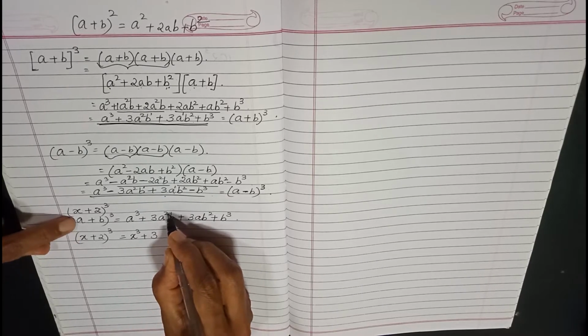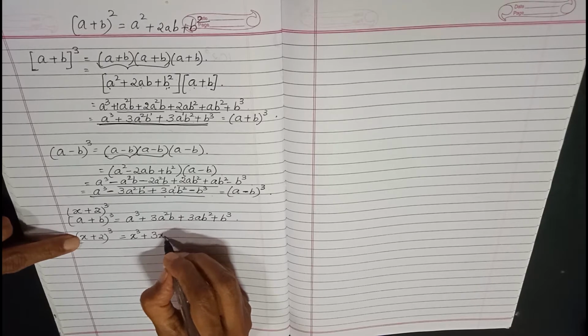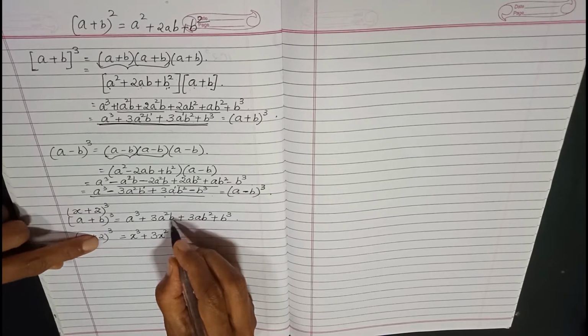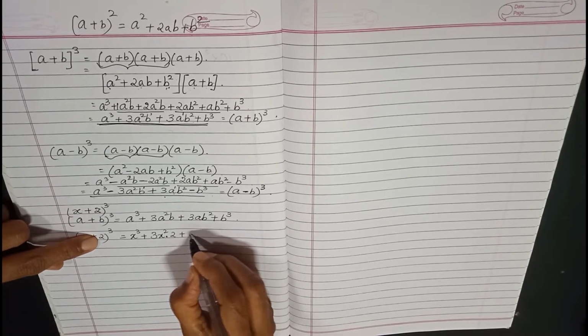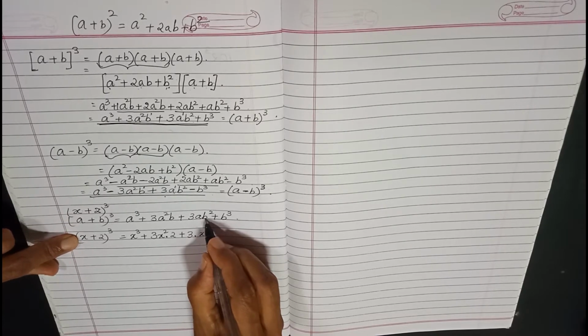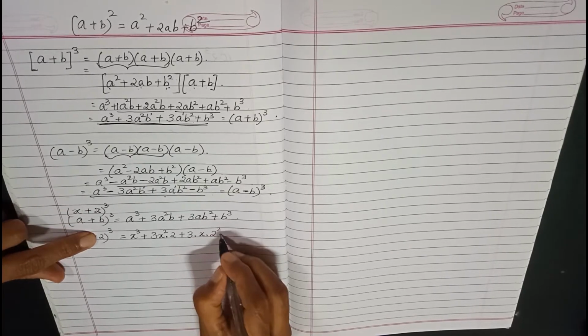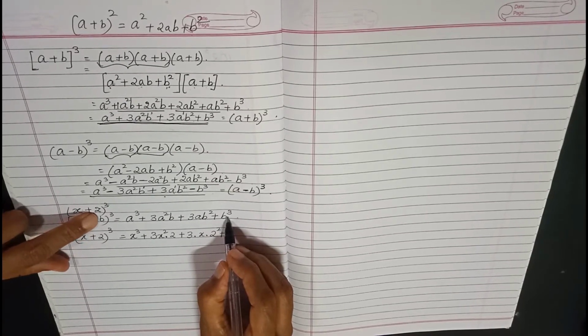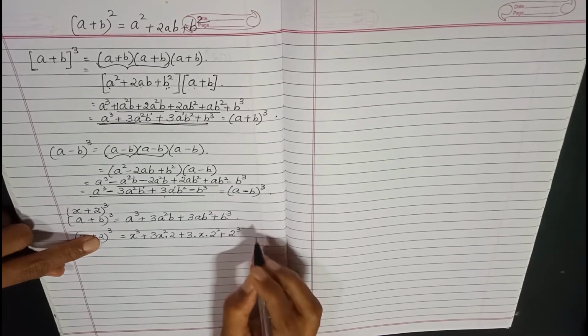Now what is there? A square. So instead of a square, x square into b. Instead of b, we will be putting 2. Next, 3 into a. What is a? X. B square. B square is nothing but 2 square. Plus. Last term is b cube, or in other words, 2 cube.